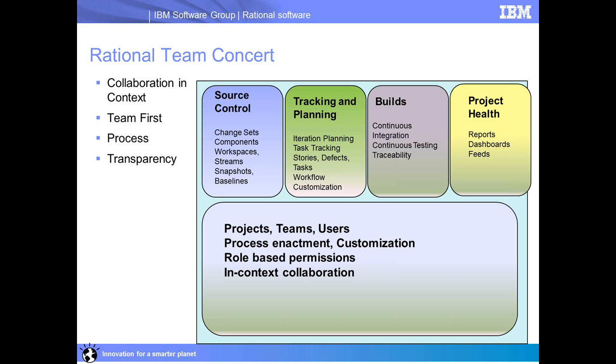So Rational Team Concert is a team collaboration tool. By that we mean that it is actually geared for Agile development teams working in a co-located or distributed environment, working together to produce software. And what it focuses on is collaboration in context that we talked about a bit earlier. Team first: teams are first-class members in an Agile tool, in an Agile process, because they're very important. So Rational Team Concert focuses on teams, it focuses on team process, and it focuses on transparency.